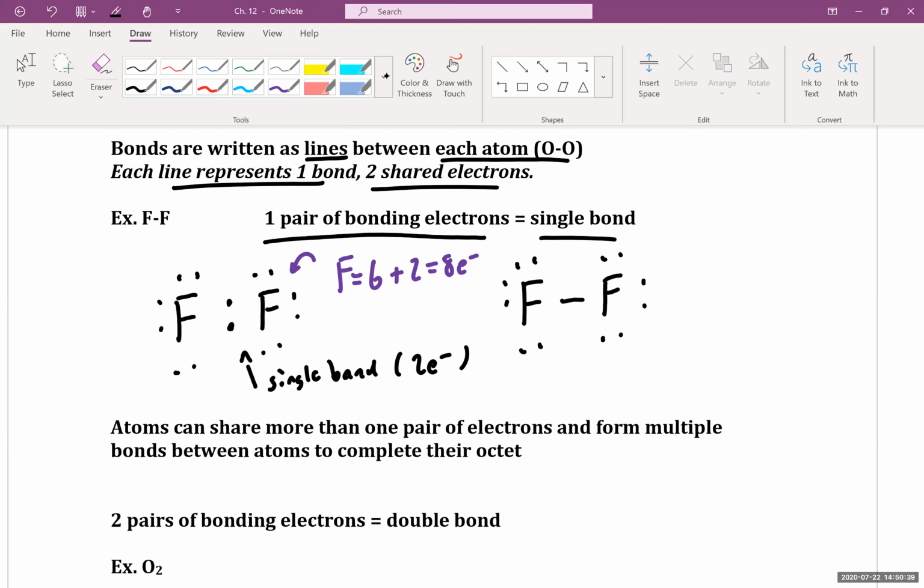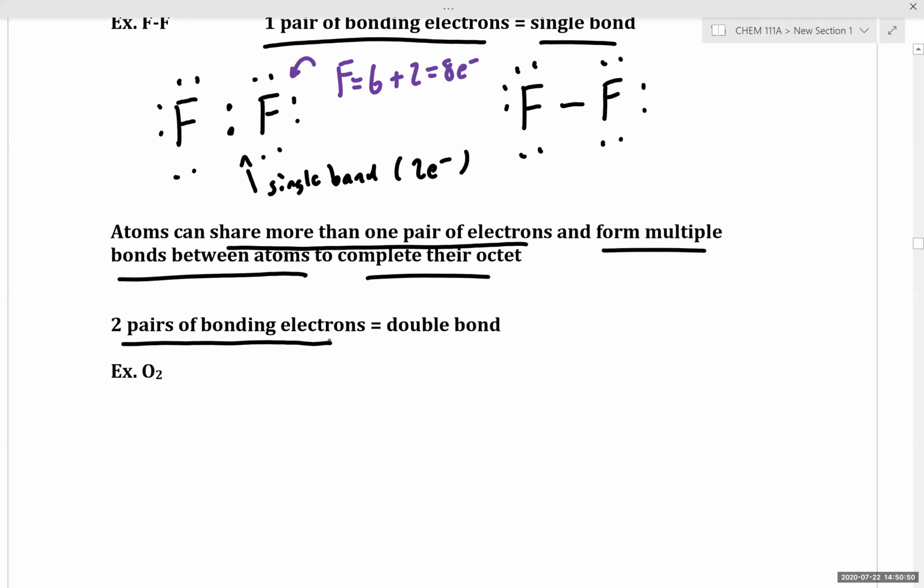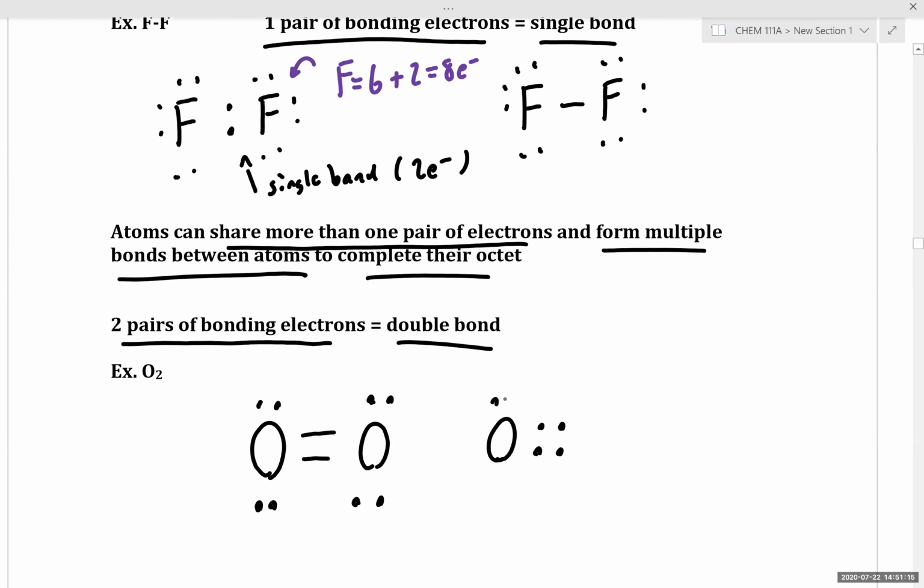Now what's really cool is that atoms can share more than one pair of electrons and form multiple bonds between atoms to complete their octet. So for example, 2 pairs of bonding electrons would be a double bond. So oxygen, O2, we'll touch on this in a more nuanced example later on, but oxygen can be drawn as containing a double bond. This can be written as a pair of lines or as a total of 4 electrons shared between atoms.